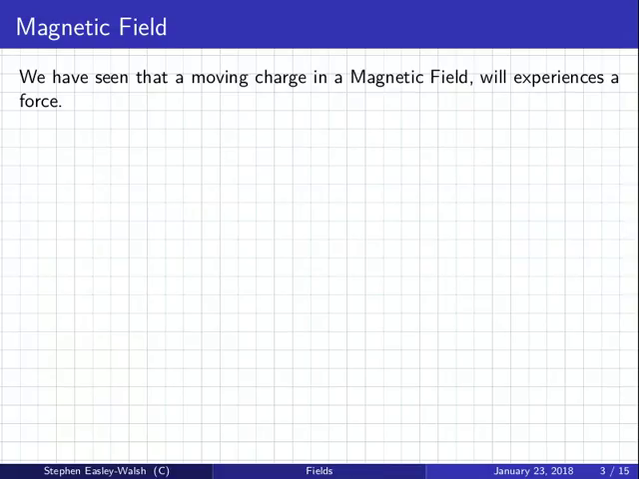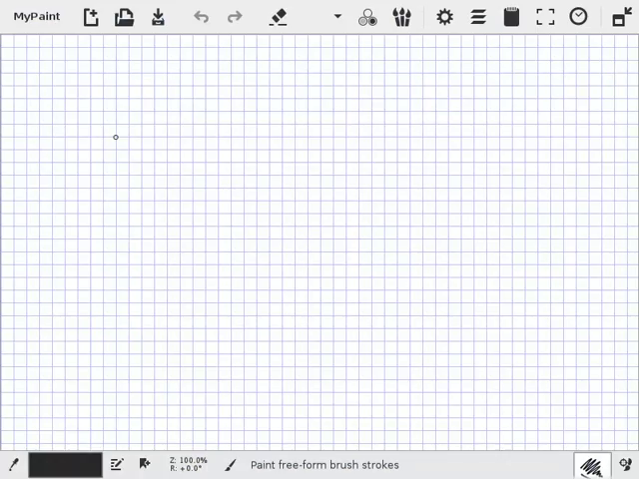Okay, so we've seen that a moving charge in a magnetic field will experience a force. Do you remember what the formula is? Yeah, you do. That's for a current. What about just a point charge? QVB, or BIL if it's a current.